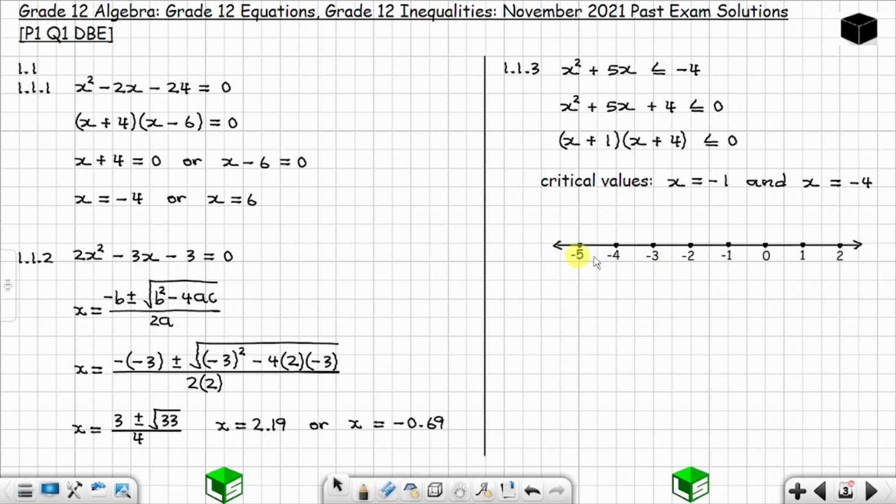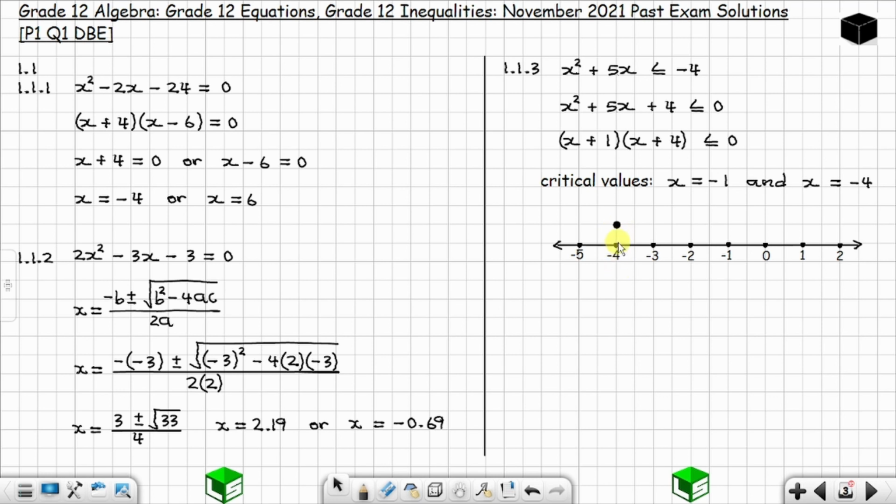You can draw it. I know that you are in grade 12. You can draw this. You have 0, 1, 2, and on the left you have negative 1, negative 2, negative 3, negative 4, negative 5, negative 6, and so on. Okay, now from here what you have to do is to locate your critical values on the number line. Okay, you have x is equal to negative 4. There's negative 4. So you are going to have a closed circle. This is a closed circle, not an open circle.